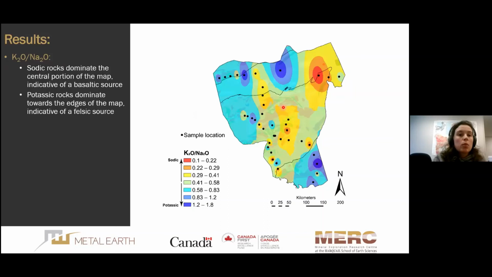So I've also created some contour maps so that we can look at this spatially. And in this first map, I have the sodium-potassium ratio plotted with the colors. The warmer colors are more sodic, whereas the colder colors are more potassic. So what we can see from this map is that it seems like the sodic rocks are dominating the central portion of the map, indicative of a basaltic source. And if we move out from that central part and towards the edges, the sample seems to be more potassic. And so that's more indicative of a felsic source.